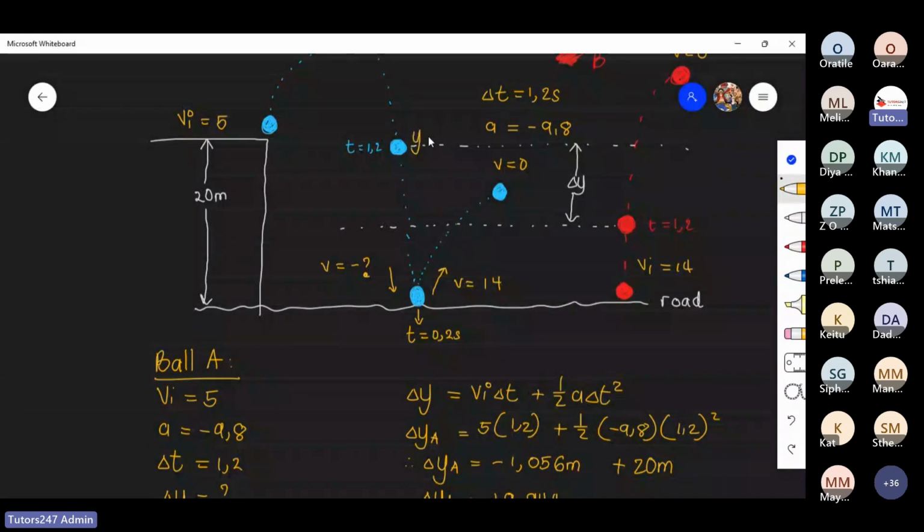So Y equals 19, was it 19 or 18? It was 18, sorry. 18.944 meters above the ground. We now know what the height of ball A is. Next, we need to find the height of ball B. Yes, Tiamo, you have your hand up. What's your question?